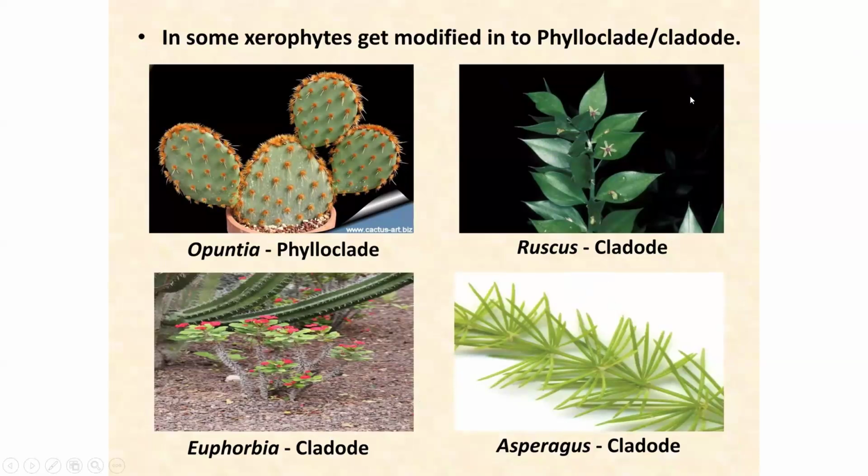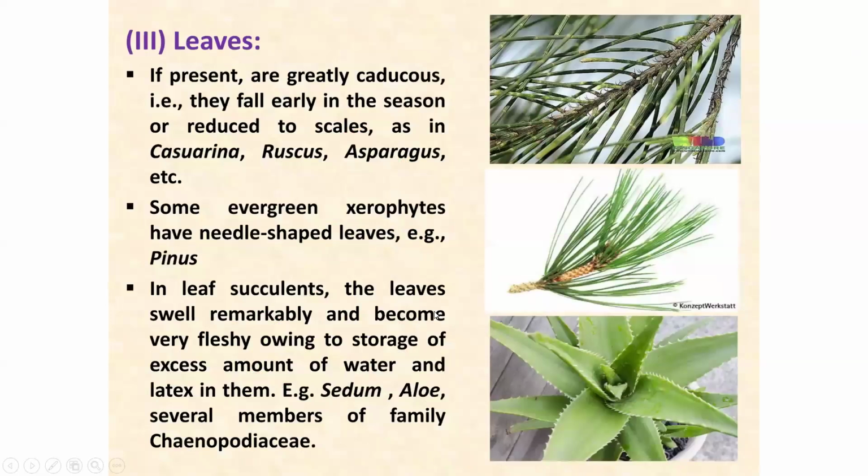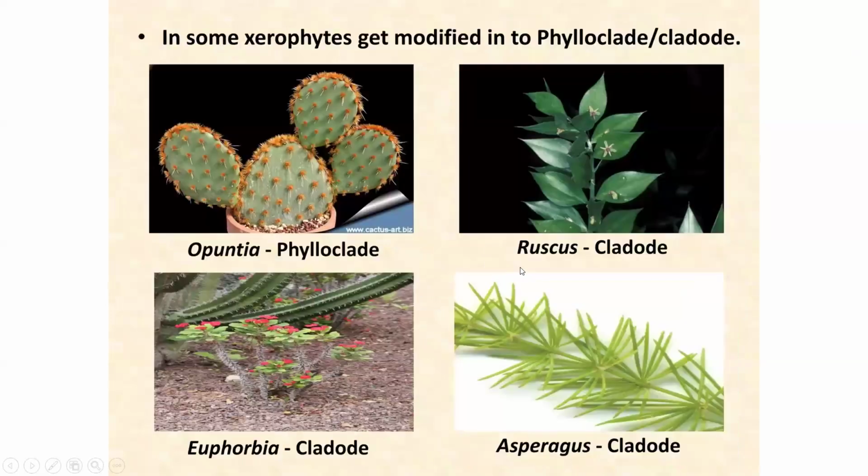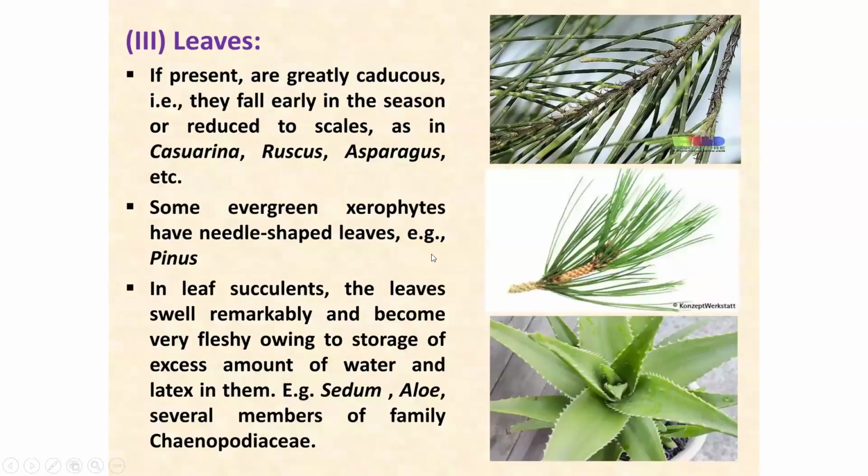So here the leaf is modified into a spiny structure. So the stem is modified into a spiny or leaf-like structure. Next one is the leaf. If present, they are greatly caducous, that is, they fall early in the season. If the leaves are present, they fall at the early stages only, to reduce the transpiration.